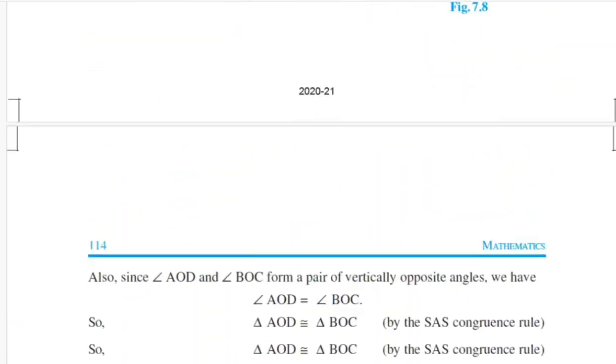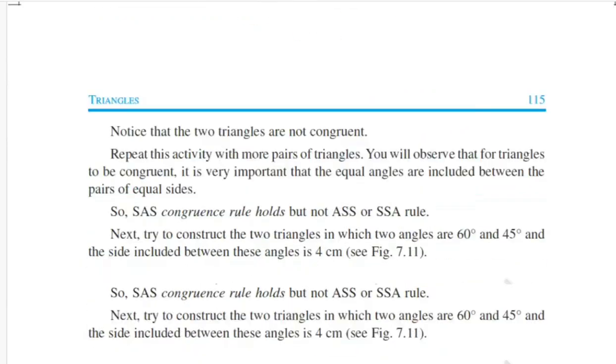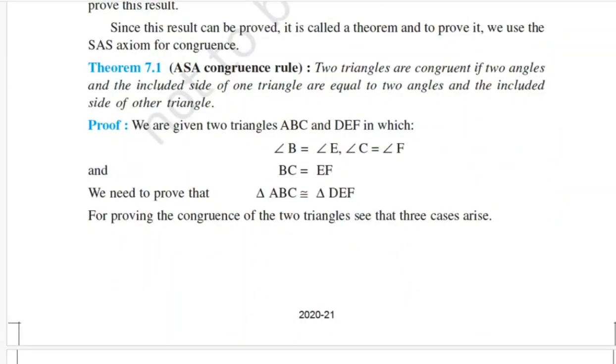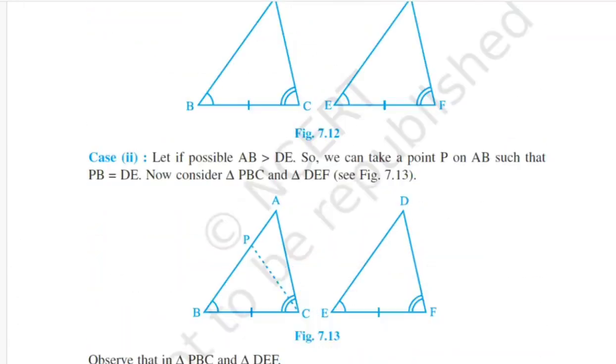There are some axioms, there are some theorems. Go through all these questions. Theorem 7.1 is the ASA congruence rule. So you check this rule also. You may get it in exam. These are important questions.